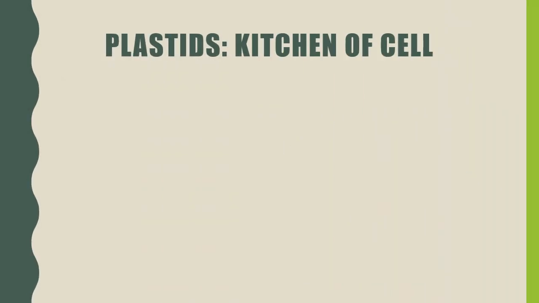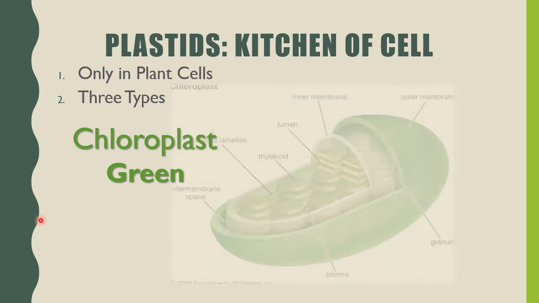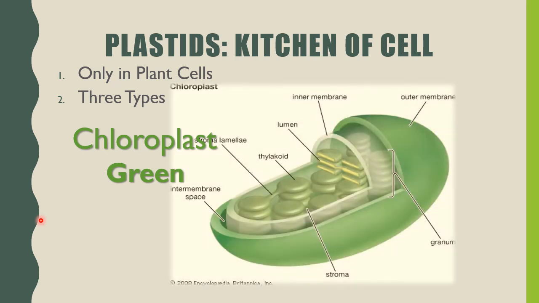Now, mitochondria burns food. Who in the cell makes food? The plastids. But you remember that food synthesis can be done only by plants. Rest of the organism get food from these green plants. So plastids are present only in plant cells. The ones that make food are chloroplast or the green plastids. They are named so because they have chlorophyll. They are also known as the kitchen of the cell.